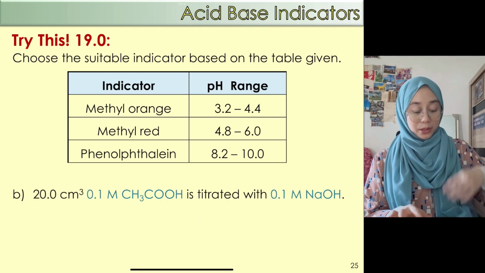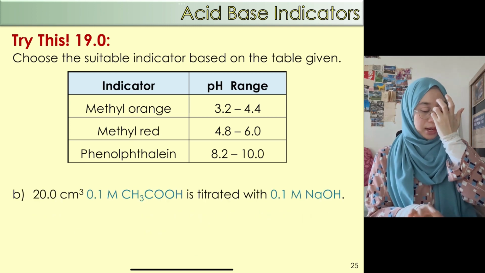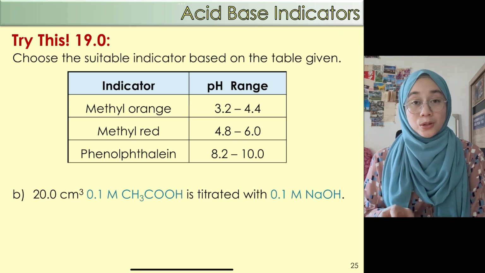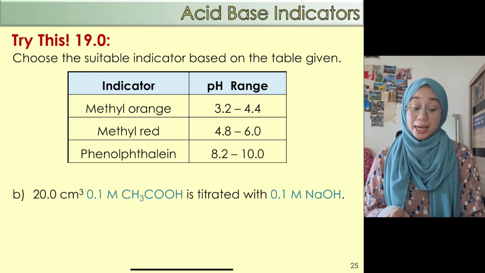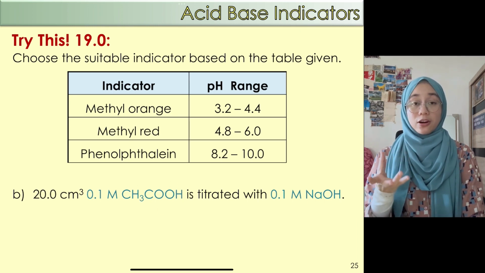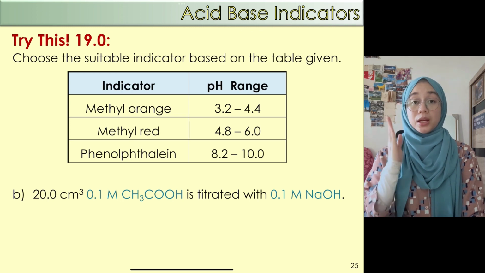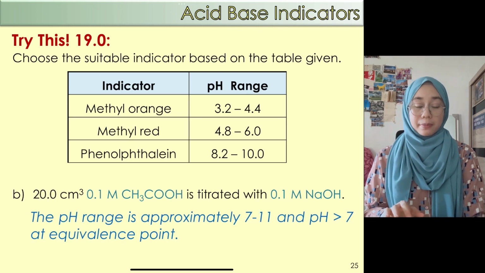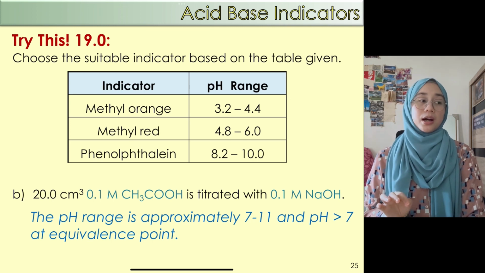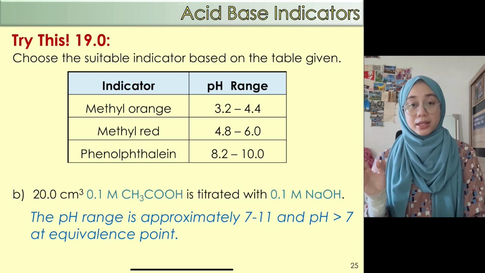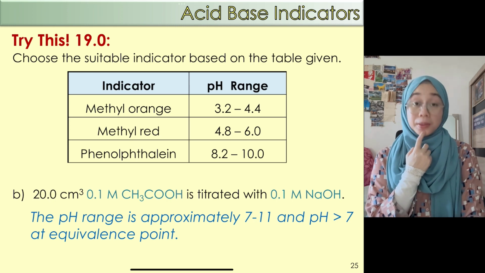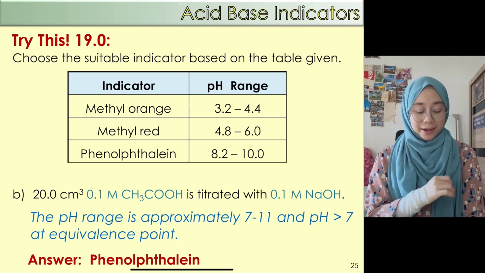So the next one is 0.1 molar of CH3COOH titrated with NaOH. So this one is a titration between an acid and a base. What kind of acid or base? This is between a weak acid and a strong base. Therefore, the pH range is approximately between 7 to 11. So its equivalence point is also above 7 in pH. Therefore, which one is suitable here? The answer is phenolphthalein only.